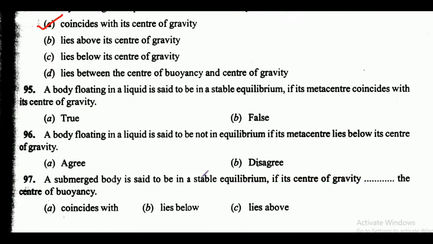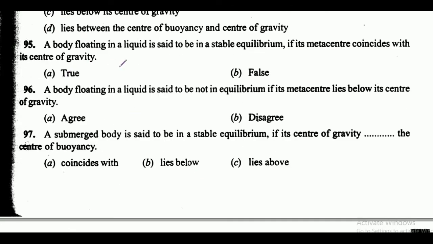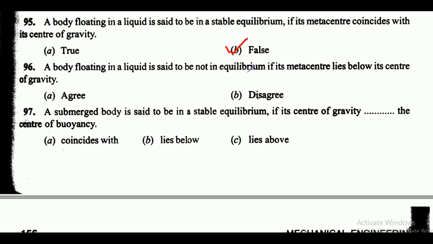Next is a body floating in a liquid is said to be in a stable equilibrium if its metacenter coincides with its center of gravity. Is it true or false? So here friends, this statement is wrong. So option B is the correct answer, that is false. Next is a body floating in a liquid is said to be not in equilibrium if its metacenter lies below its center of gravity. Agree or disagree? So here friends, this statement is correct. So option A is the correct answer, that is agree.